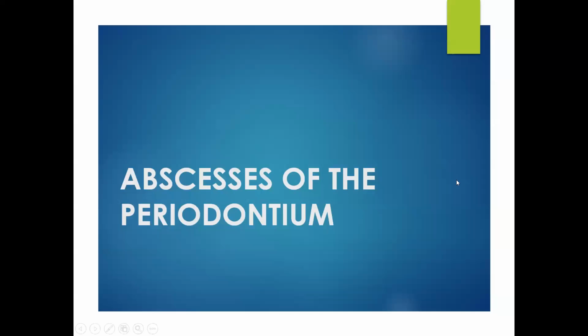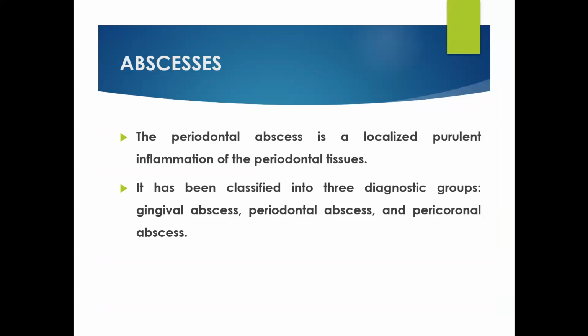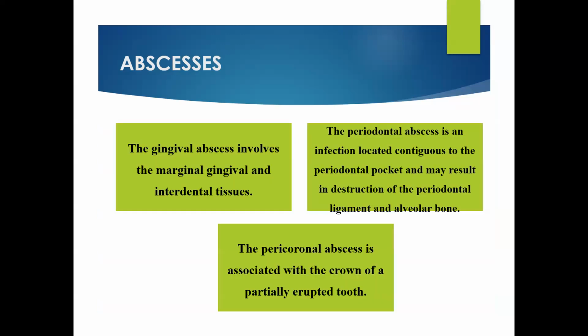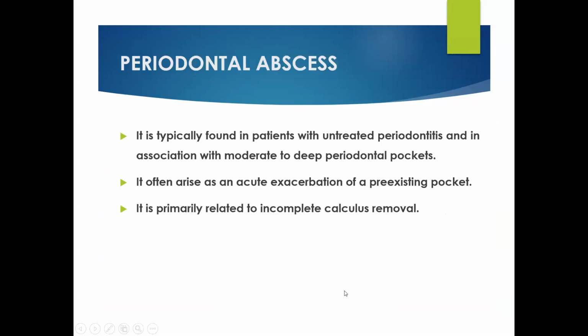Hello everyone. So we'll be talking about the abscesses of the periodontium and how they're supposed to look. A periodontal abscess is a localized purulent inflammation of periodontal tissue and is classified into gingival, periodontal, and pericoronal abscess. The gingival abscess involves the marginal gingiva and interdental tissue. Periodontal abscess is an infection located adjacent to a periodontal pocket and results in destruction of the periodontium. And the pericoronal abscess is associated with the crown of a partially erupted tooth.